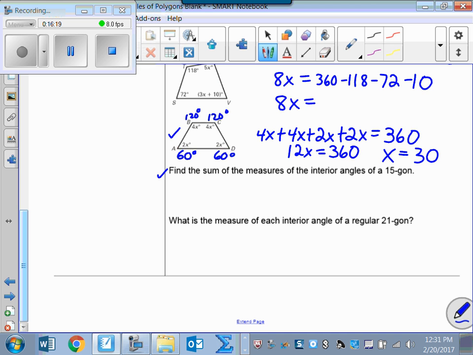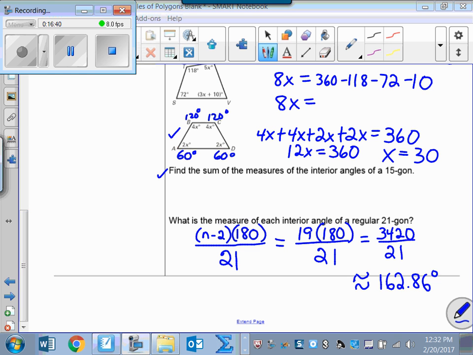Each interior angle, so what do we know? We know that n minus 2 times 180 divided by 21 is going to give us that answer. So that is 19 times 180 divided by 21. Whew, hold on, I got to get my calculator for that. Okay, check me on this. I got about 162.86 degrees. Had to round that off. Double check me. But I do know those angles are going to be really large. The more sides you get on your polygon, the larger the interior angles are going to be.